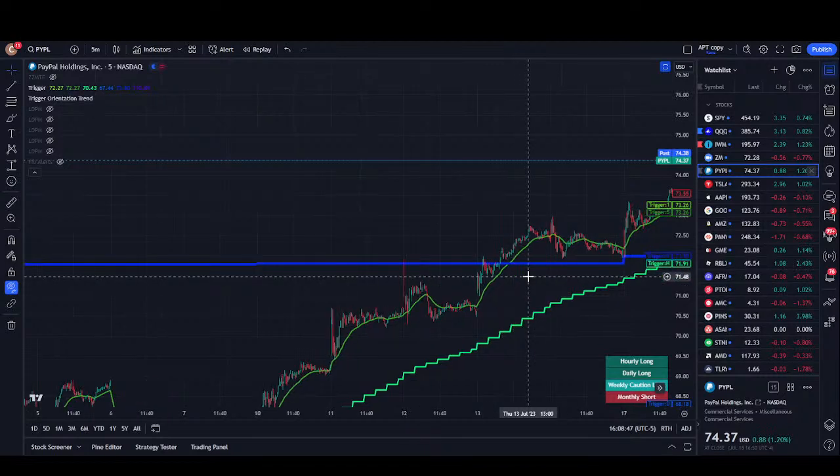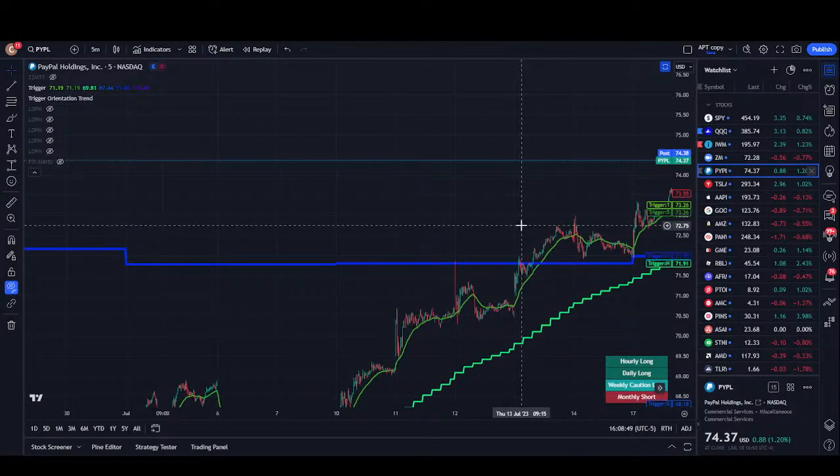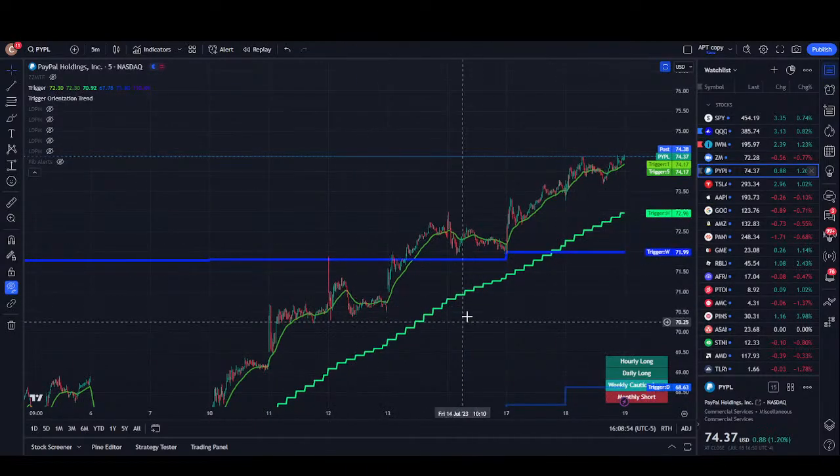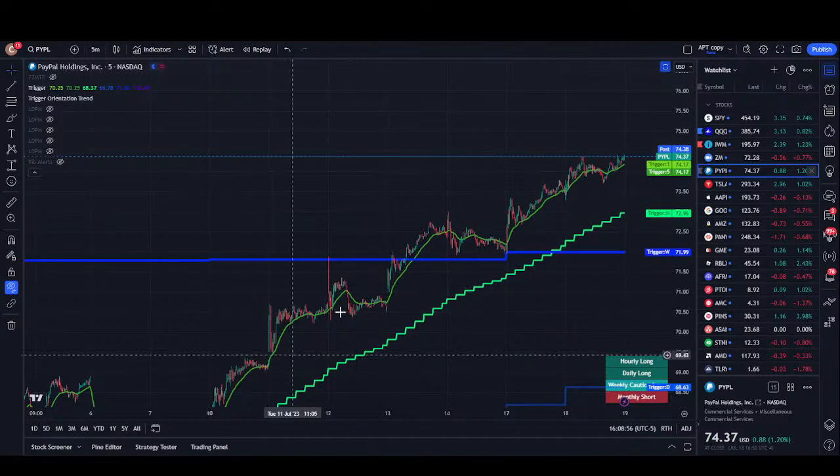So yeah, that's how we can use debit spreads to make profit before trigger signal gives confirmation, how to enter a trade before trigger signal gives confirmation.